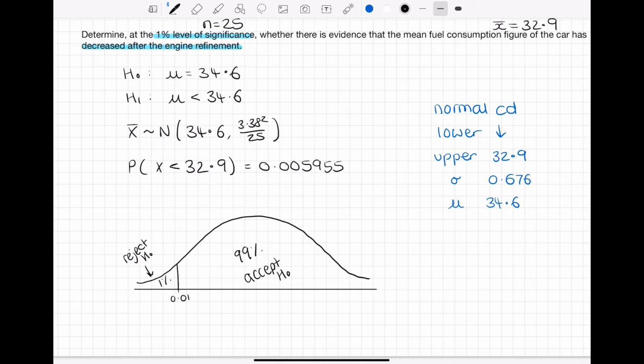If I draw on the probability that x is less than 32.9, or 0.005955, we can see that it is in the rejection region. Since that is less than 0.01, we will reject our H0 and conclude that the mean has decreased and the mean is less than 34.6.